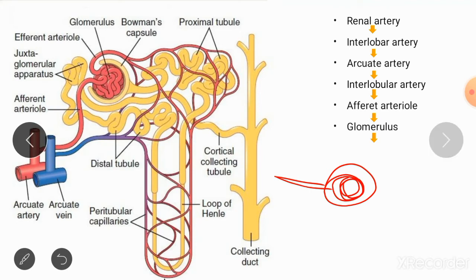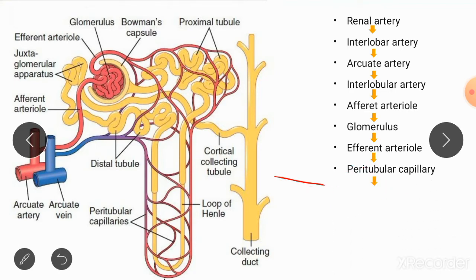These capillaries join together to form efferent arterioles, and you can see the efferent arterioles over here. Then these efferent arterioles again break up to form another bed of capillaries, which are known as peritubular capillaries, and they are present around the loop of Henle and other parts of the nephron. These peritubular capillaries then join to form the interlobular vein, and you can see it over here.